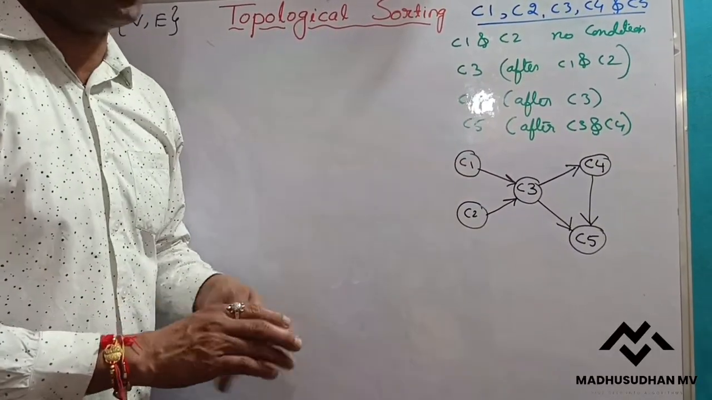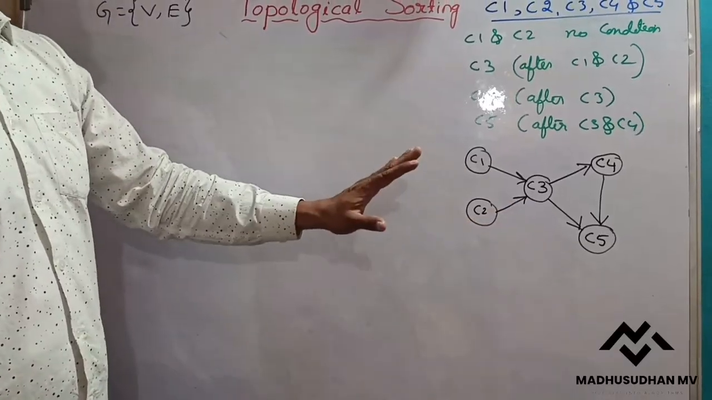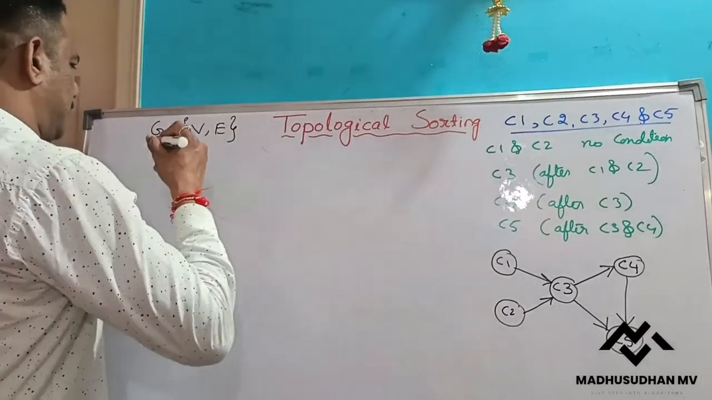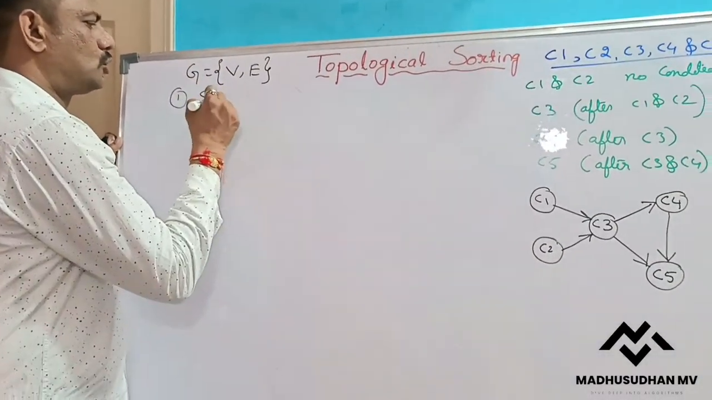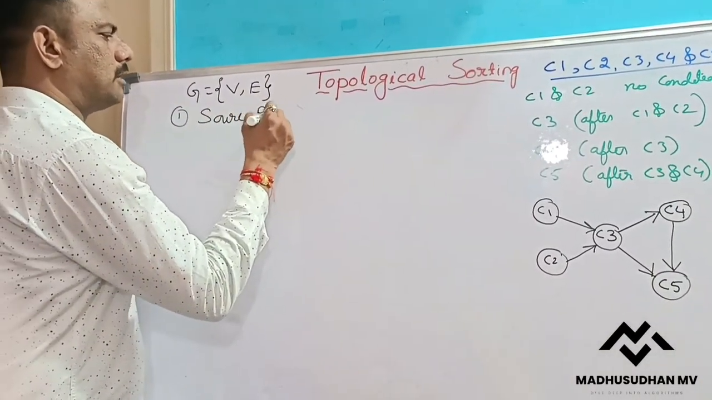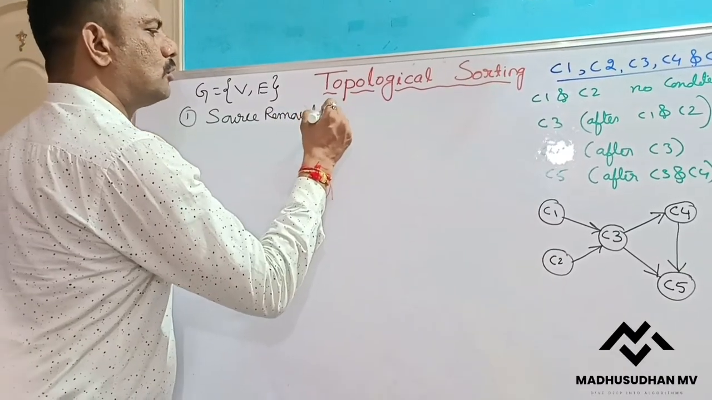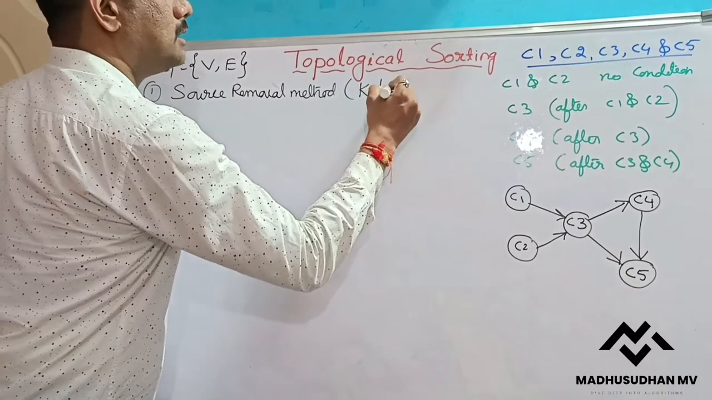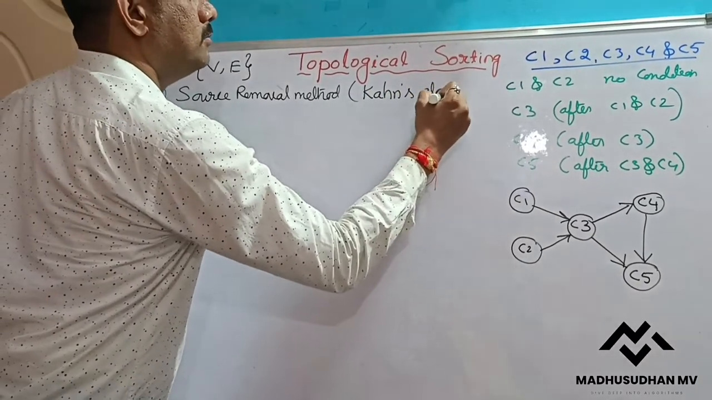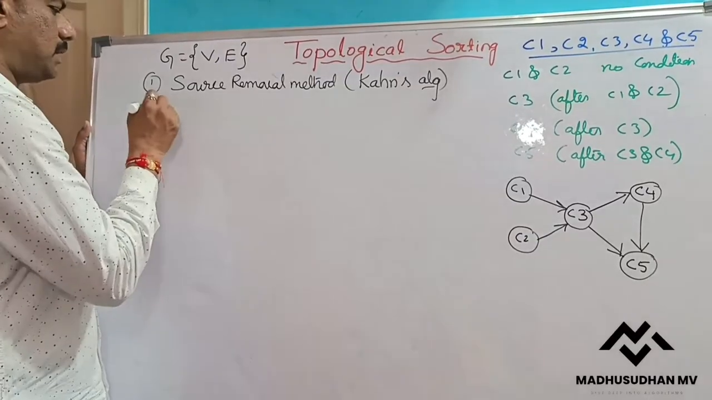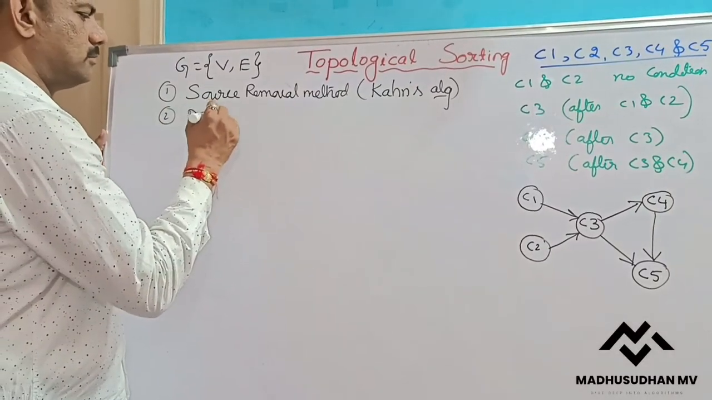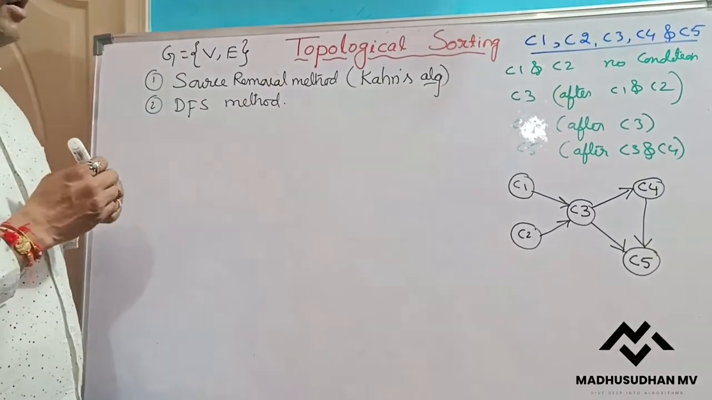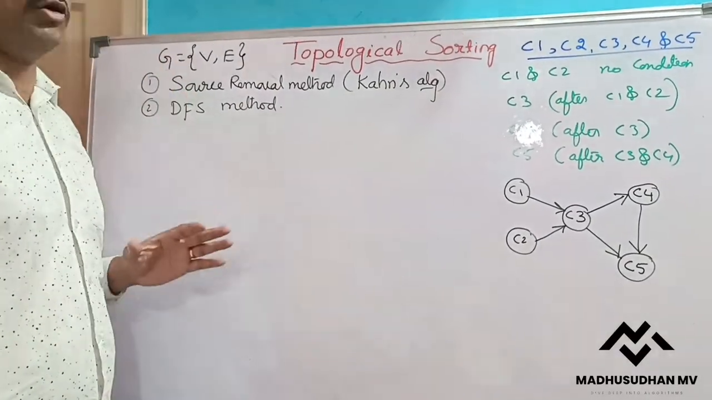Now we will apply topological sorting to this. Topological sorting can be applied using 2 methods. The first method is the source removal method, which is also called Kahn's algorithm. The second method is the DFS method. Now we will discuss the source removal method first.